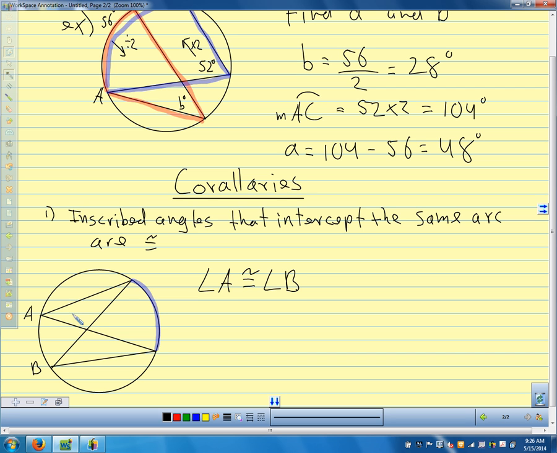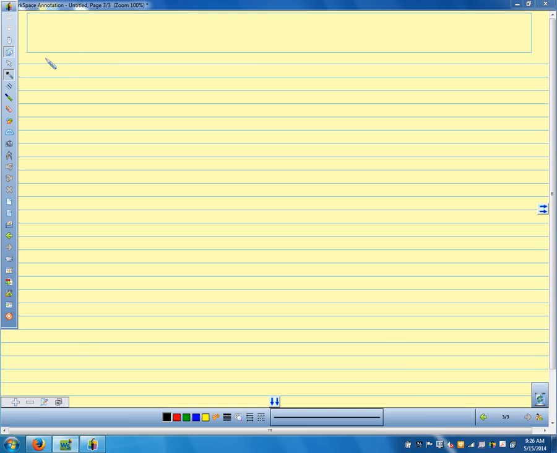All right, questions on that corollary? That one sounds pretty easy. All right, let's look at the next one. Another really easy one. Our second corollary: an angle inscribed in a semicircle is a right angle.